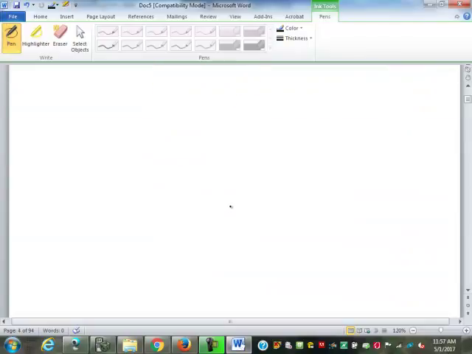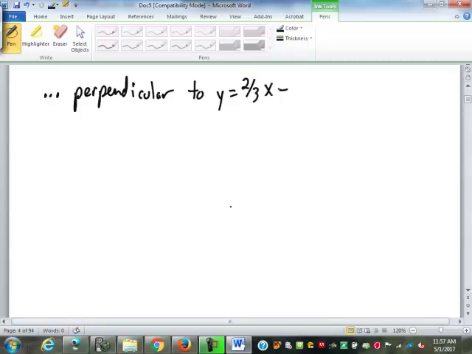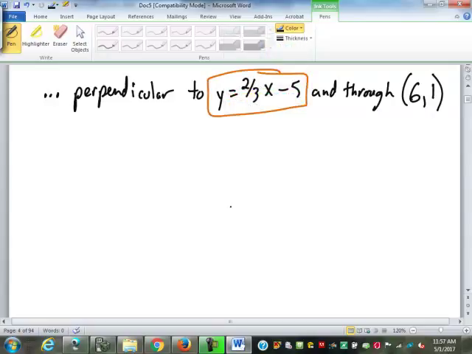We might be asked to find the equation of the line perpendicular to y equals 2/3 x minus 5 and through the point 6, 1. So again, we look at this equation, and the only thing we want out of there is the slope. The slope is 2/3.